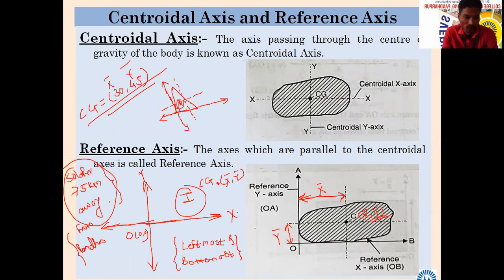Here I will ask one question: how should we select a reference axis? Can someone tell me? Leftmost and bottommost. Good. We have to select the leftmost and bottommost. What is the reason behind this? Whatever you are telling, what is the reason?